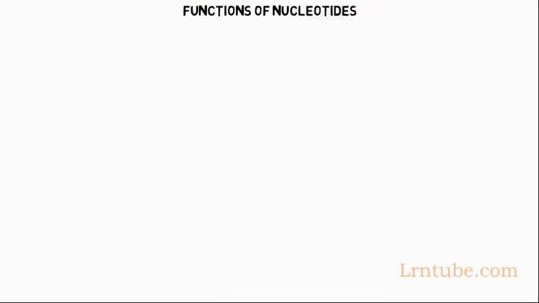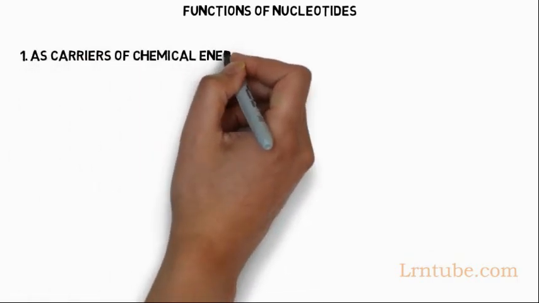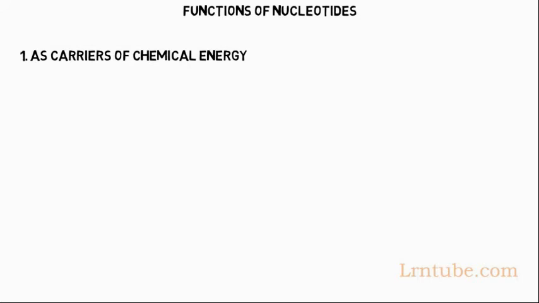Functions of nucleotides. In addition to their role as subunits of nucleic acids, nucleotides perform some other functions, and these are: they are carriers of chemical energy. Nucleotides may have 1, 2, or 3 phosphate groups covalently linked at the 5th hydroxyl of the ribose. So just as we saw in the previous table, it can be monophosphate, diphosphate, or triphosphate, and they are all linked to the ribose sugar. These are referred to as nucleoside mono-, di-, and triphosphates, and are abbreviated as NMPs, NDPs, and NTPs respectively.